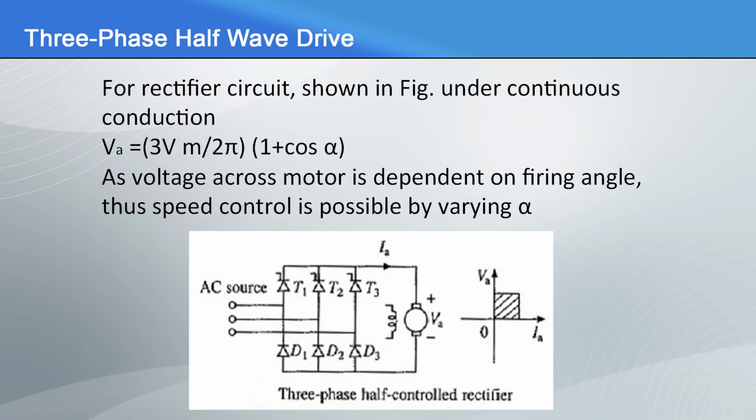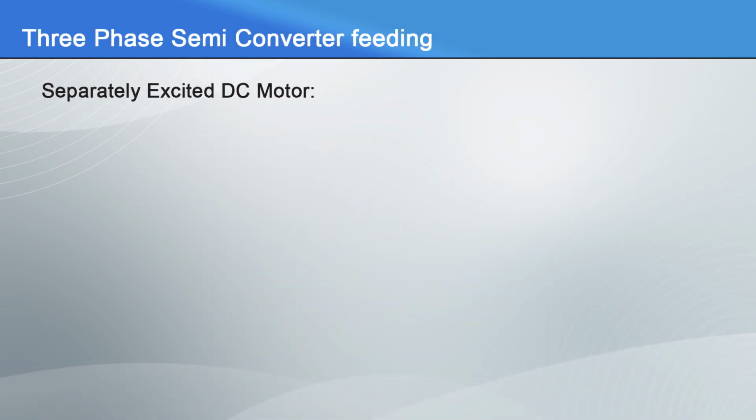For the rectifier circuit shown in the figure under continuous conduction, the armature voltage is given by 3 Vm upon 2 pi times (1 plus cos alpha). As the voltage across the motor is dependent on the firing angle, by varying the firing angle we can change the speed of the motor as the voltage across the motor is varied. So, the next topic is 3-phase semi converter feeding a separately excited DC motor.